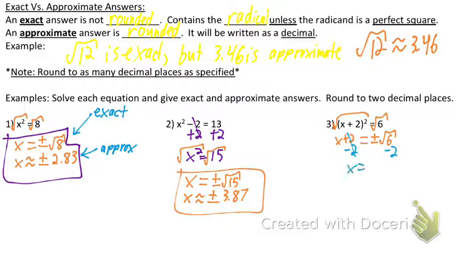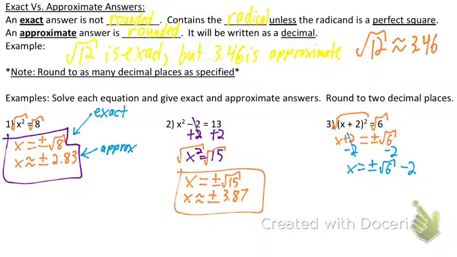Now, do I know what the square root of 6 minus 2 is? No, I really don't. But I can write positive or negative square root of 6 minus 2. That is my exact answer. Really, that is going to be my exact answer.